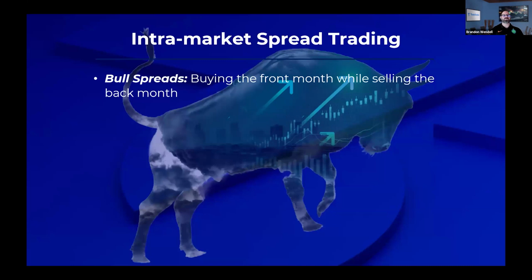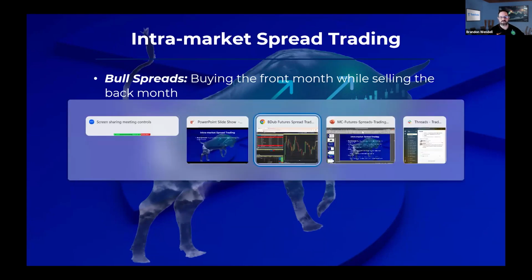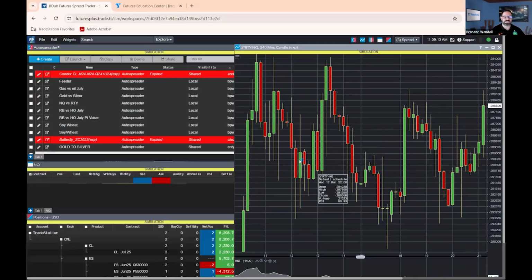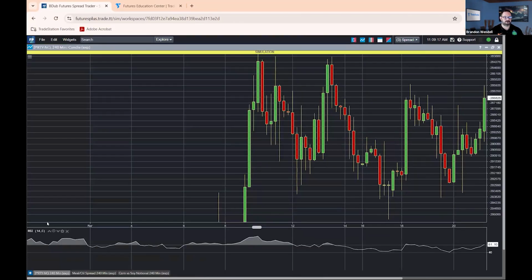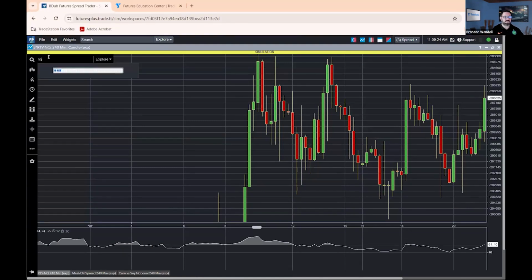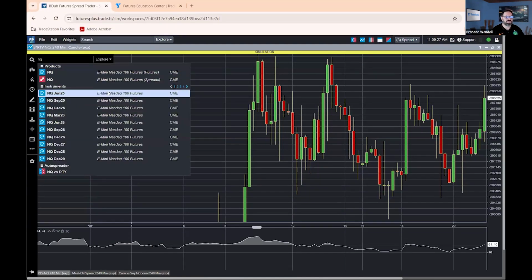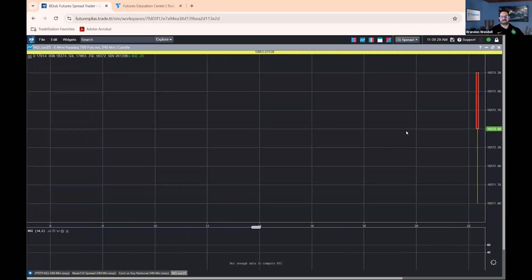So again, when it comes to these spreads, instead of just going out and trading a NASDAQ contract long, because I use that as an example, this is TradeStation Futures Plus. And what I could do here is increase the size of my chart for a moment first. And I'll just bring in a new chart and Q. And let's see, we'll do the June 2025 contract. And it'll take a few moments for that to load.